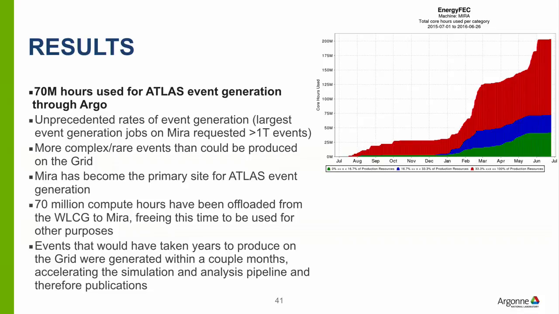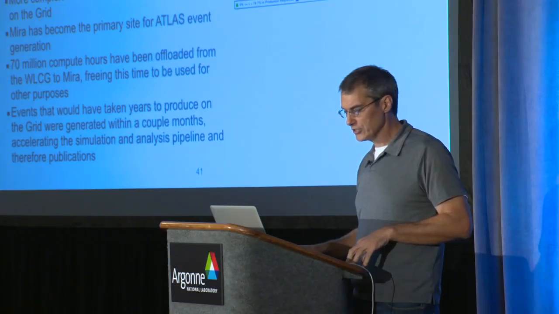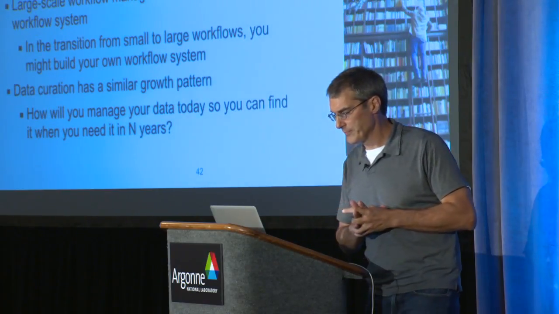The scales of jobs that we're able to run previously would finish after running for a whole day on a single node. And for rare events, they would have produced no events because they're that rare. On Mira, we're able to actually produce these events because of the sheer scale. For this type of event generation, Mira is the primary site doing this now. And events that would have taken years to produce have been generated within a couple of months.